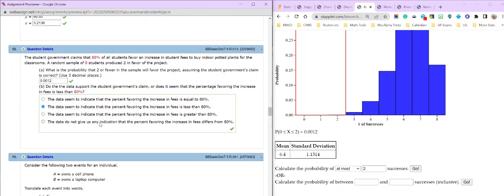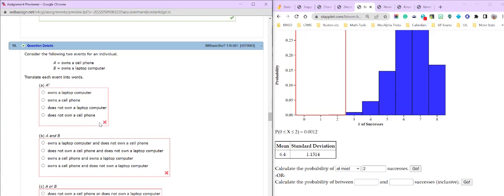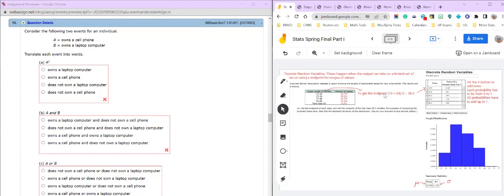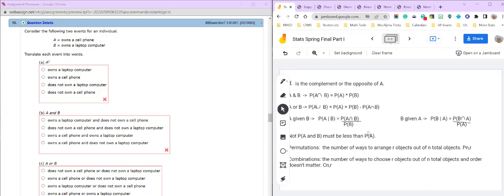Voila. Okay. On to question 13. Look, we're over halfway through. Okay, so I do have a card for this. It should be card 3.